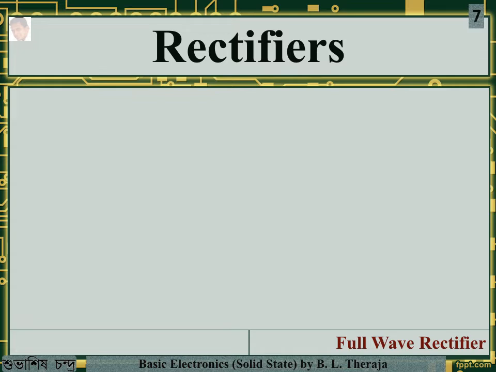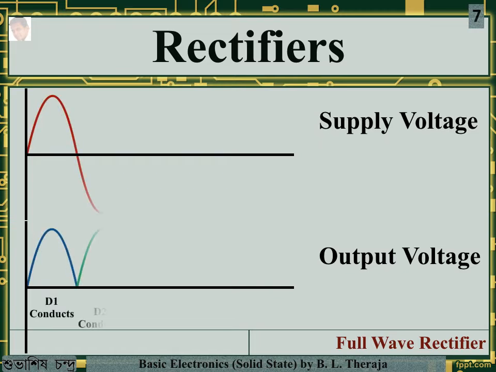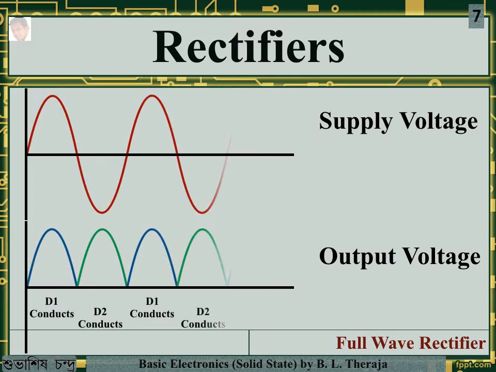Let us look into the output voltage waveforms of the full wave rectifier. When D1 conducts, you get a positive going output cycle. When D2 conducts, the negative going supply voltage is converted into a positive going output voltage cycle. So for each conduction of the diode D1, we get a positive going cycle across RL, and for each negative going cycle, D2 conducts and we get a positive going cycle again. Hence, the output frequency is twice the input frequency.